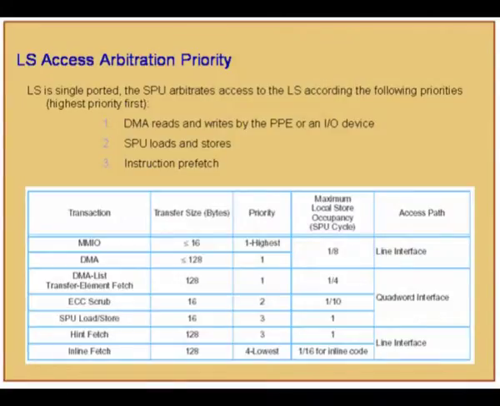Because there's only one port for reads and writes, there are 3 different kinds of operations that have to go through that local store: DMA read and write, SPU load and store operations, and instruction prefetch. The highest priority goes to DMA reads and writes, and then loads and stores, and then instruction prefetch.